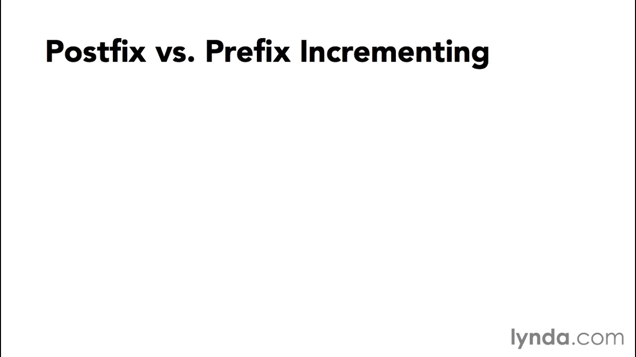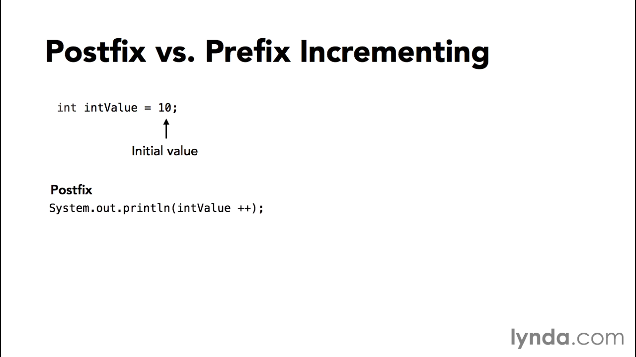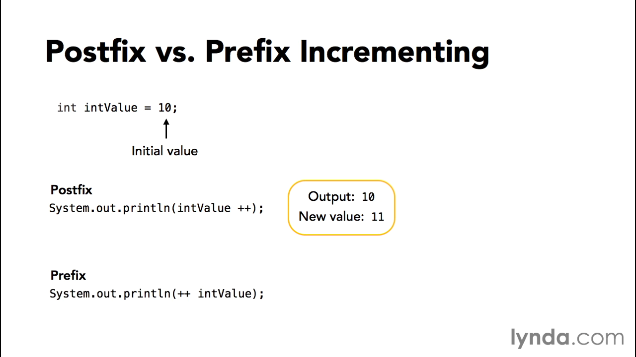Now, about placing the increment and decrement operators before or after a variable name. Once again, I'm starting with an integer value of 10. If you place the plus plus operator after the variable name, that's called a postfix assignment. You're evaluating the value and then executing the math. In this example, I'd be outputting a value of 10, but then resetting the value to 11. If you move the operator before the variable name, that's called a prefix. Then you're executing the math and then evaluating the value. And then your output and your new value would be the same.